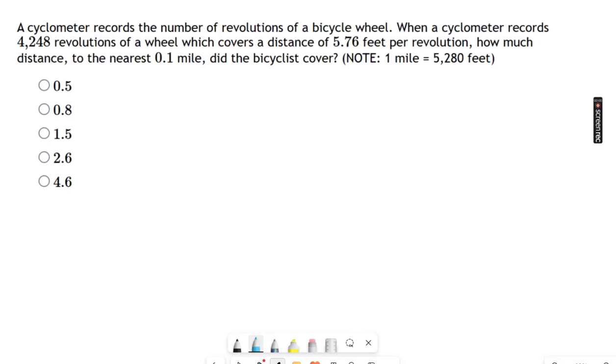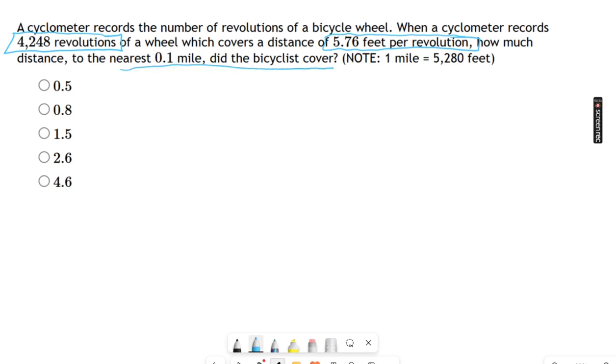We're told that there's someone riding a bicycle, and every time the wheel goes around, they do about 5.5, maybe 5.6 feet of distance on the bicycle. And that they make something over about 4,000 revolutions of the bicycle wheel. The question is, to the nearest 0.1 mile, how far did the bicyclist go?